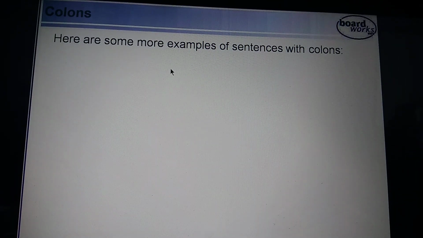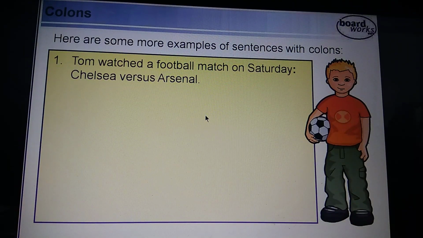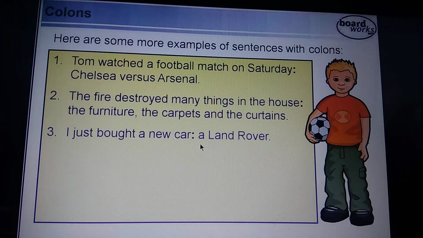Here are some more examples of the use of colons. We'll see those.